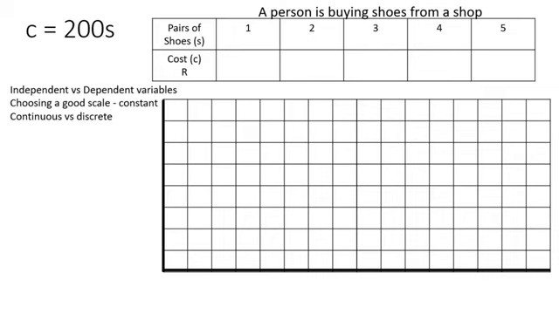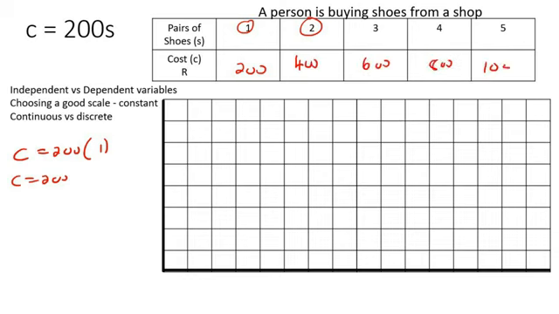So to find the cost, you're going to use this formula like we said. So you're going to say C equals 200S, where S is the pairs of shoes. So the first one is 1, so you're going to get C is equal to 200, so that's 200 rand. And then if you put a 2 in the place of S, you would get 400. If you put a 3, you would get 600, 800, and 1,000 rand.